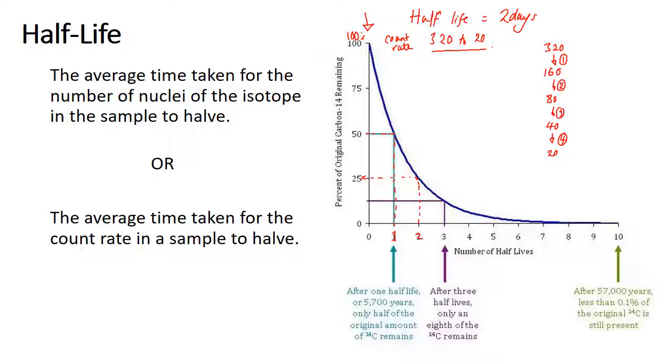Now, I was told in the question that each half-life is worth 2 days. So I'm going to do 4 times 2, which tells me it would take 8 days for my sample with a half-life of 2 days to drop from a 320 count rate to 20.